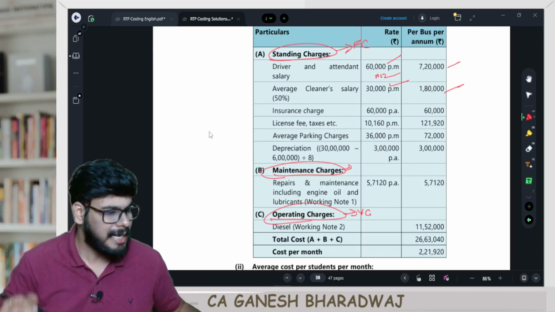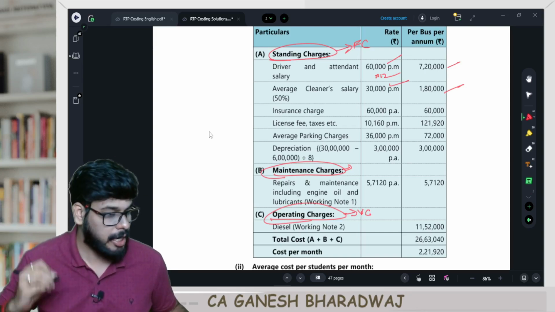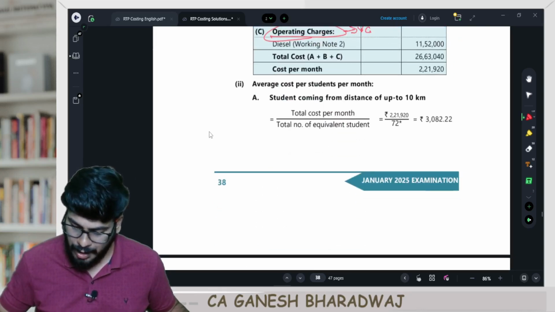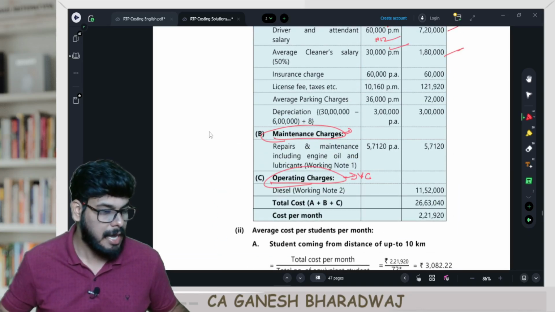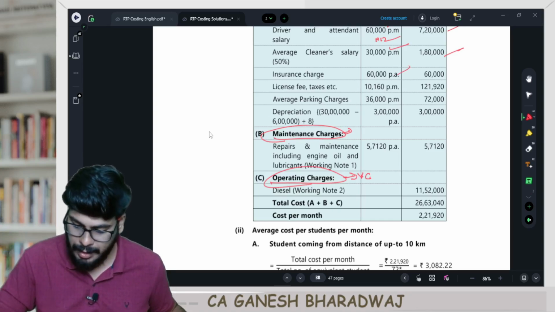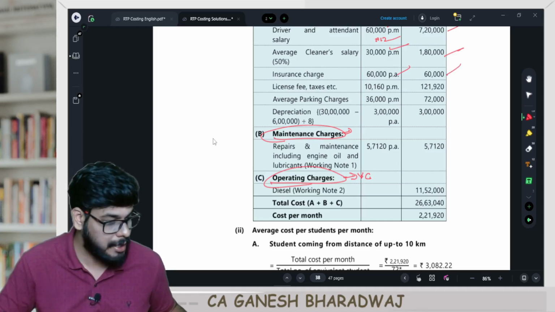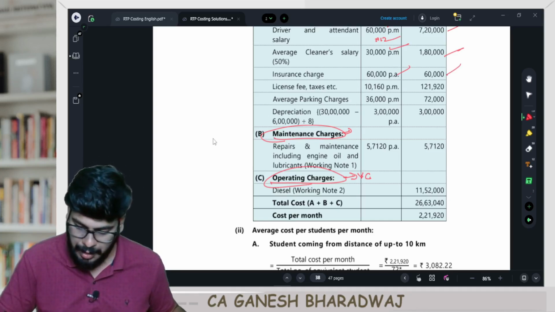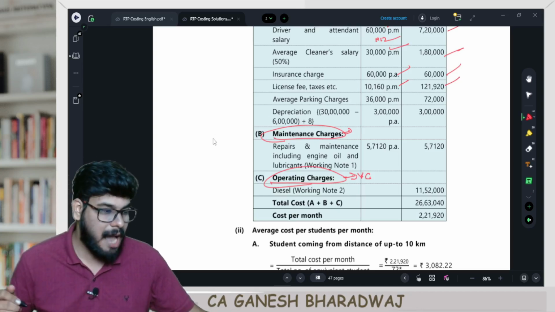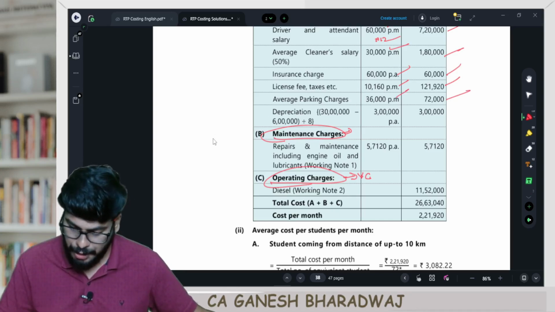Next, diesel charges, that comes under your variable operating cost. Next, insurance charges, it's given per annum 2% of the purchase price, right? So what is going to be your purchase price? It's given in the question as 30 lakh rupees. So 30 lakh into 2% is going to be 60,000 rupees per annum. You can directly plug it in here. Next, license fees and taxes, it's going to be 10,160 per bus per month. You multiply it into 12, you get 121,920. Perfect. Next, average parking charges, 36,000 rupees per month, given in the question, into 12.